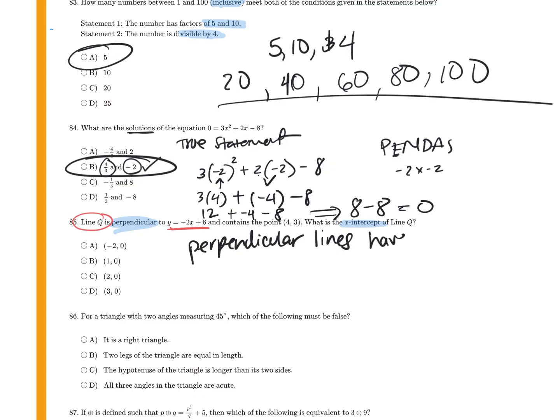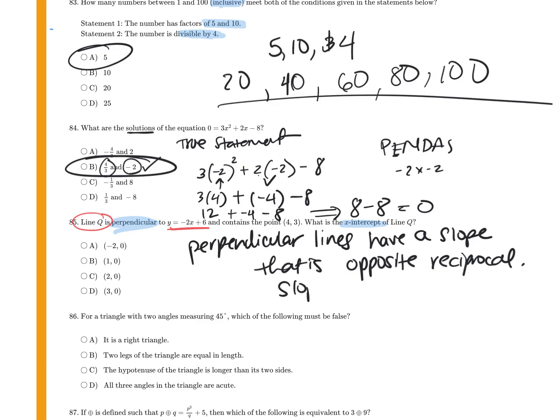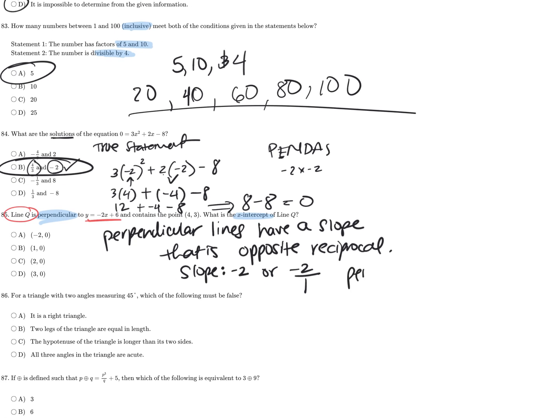have a slope that is opposite reciprocal. So if the slope is, in this case, -2, the slope is the number in front of x, the slope is -2, okay? Or we can write it as -2/1. The perpendicular slope is going to be opposite, so it'll be positive, and reciprocal, so we flip the fraction. So 1/2 is our new slope.